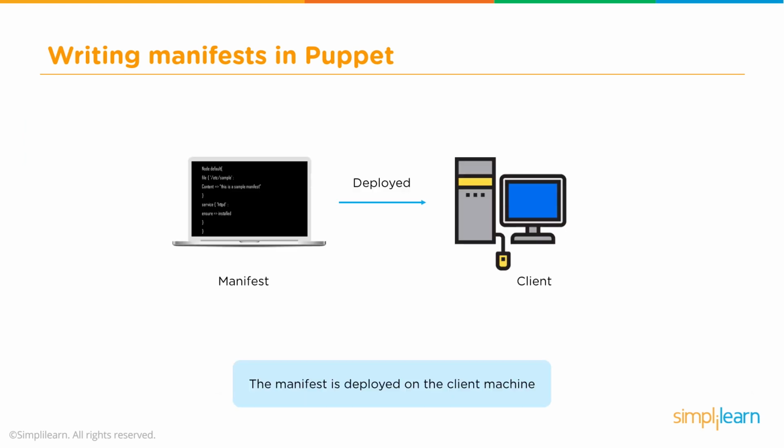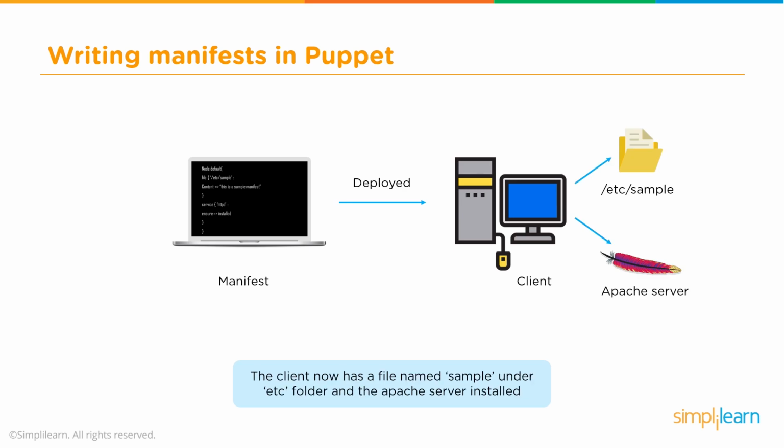So we write the manifest and we deploy it to a client machine. On that client machine, a new folder will be created with a file in that folder, and an Apache server will be installed. You can do this to any machine and you'll have exactly the same results on those machines.